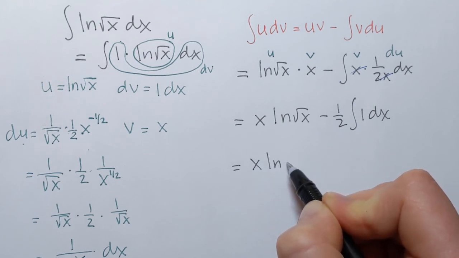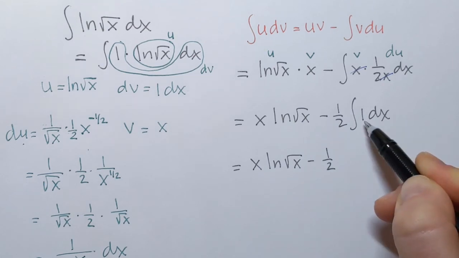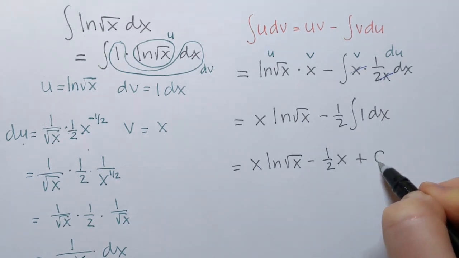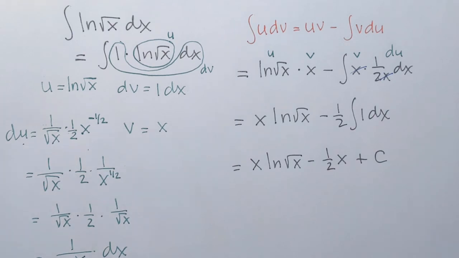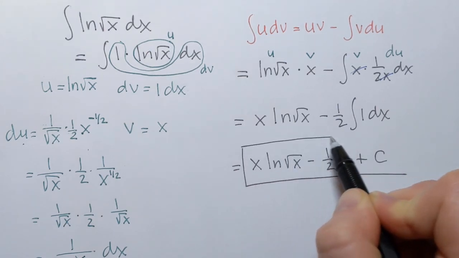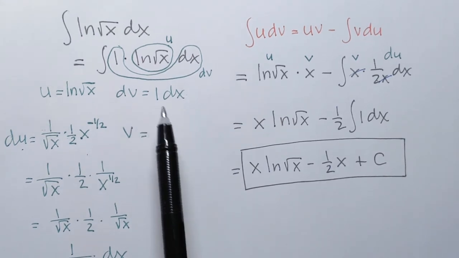evaluate that. x ln of square root of x minus 1/2, the integral of 1 is just x. And then of course plus c, the constant. Actually nothing else to simplify here, right? So that looks like a good thing to box, because that is going to be the final answer. That's going to be the result of evaluating our integral here.